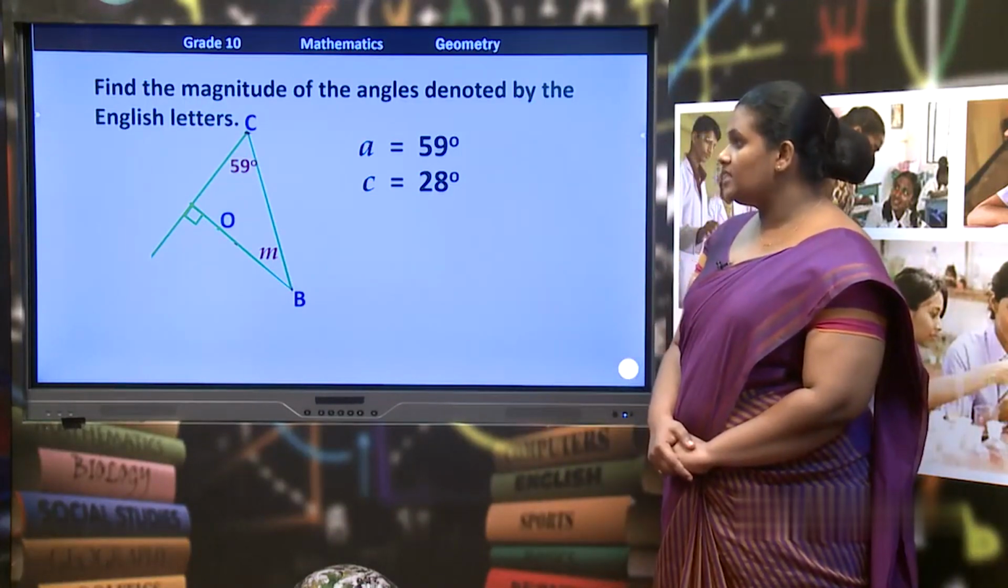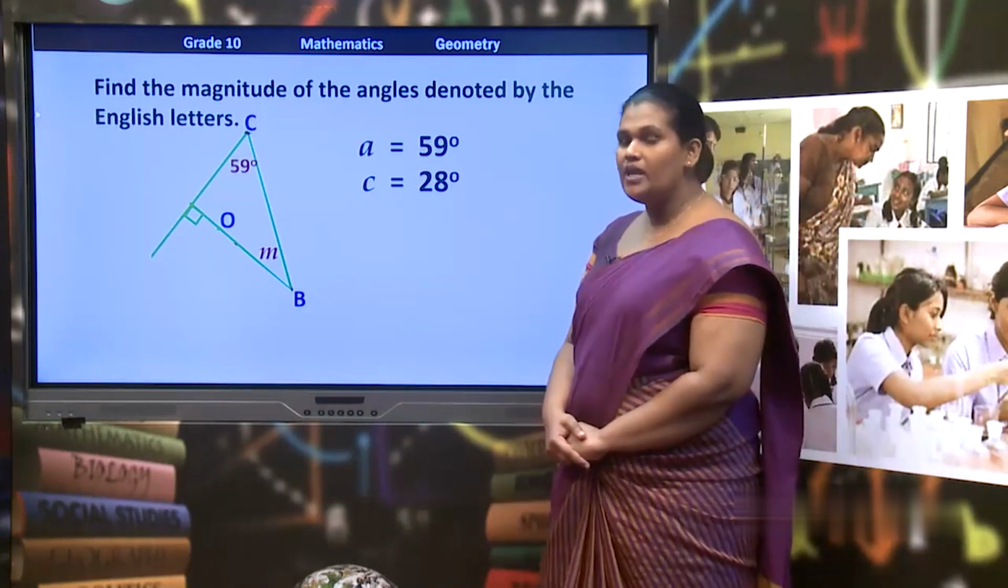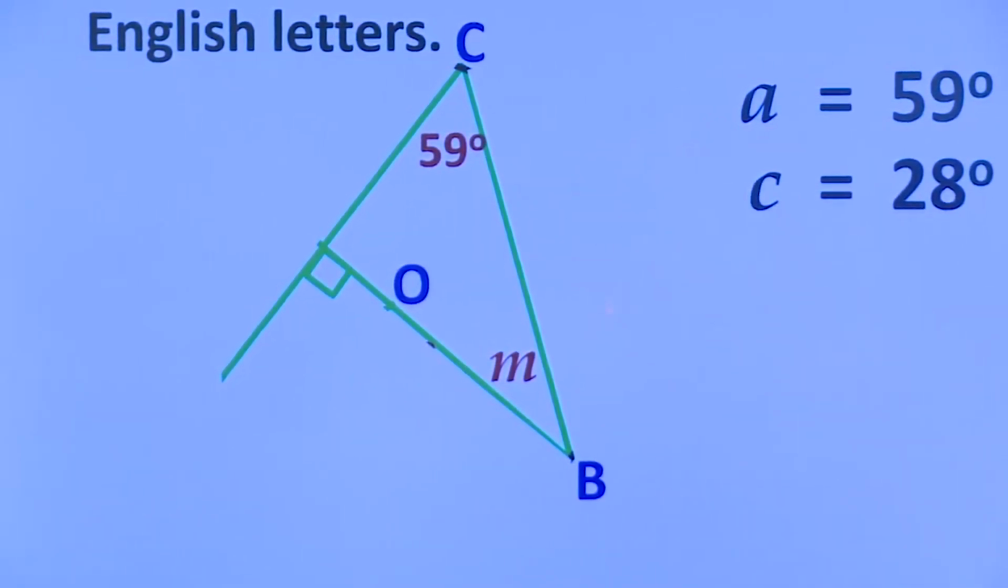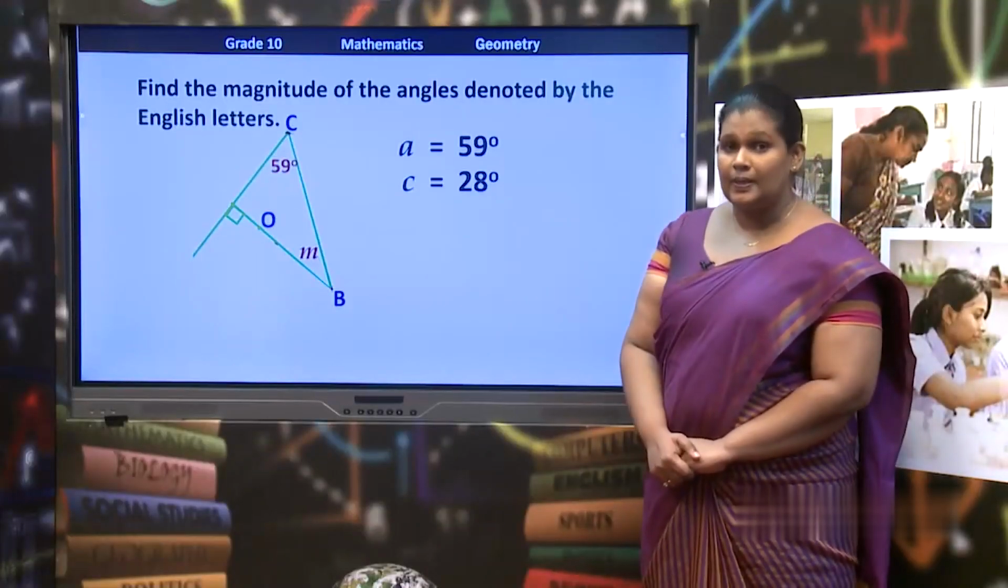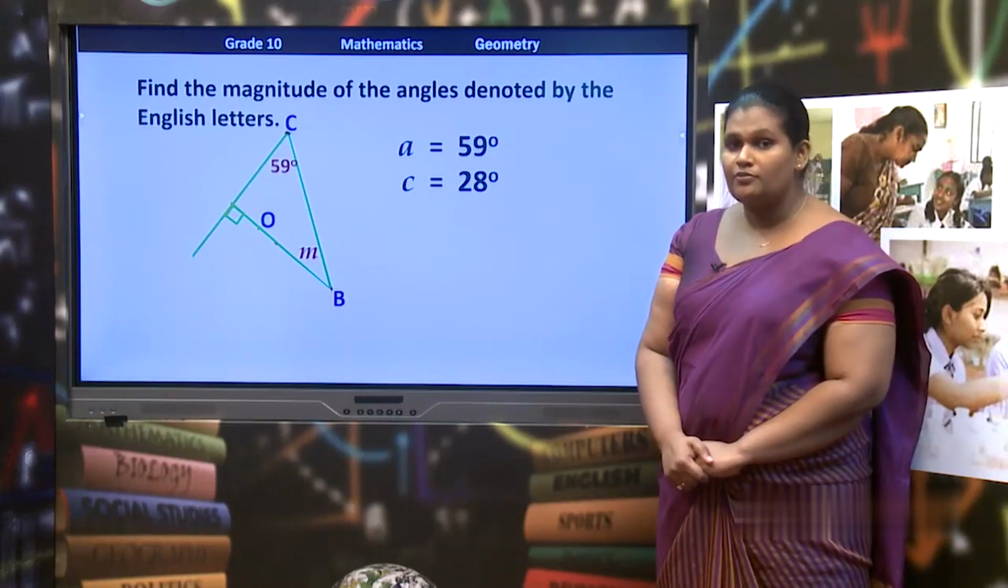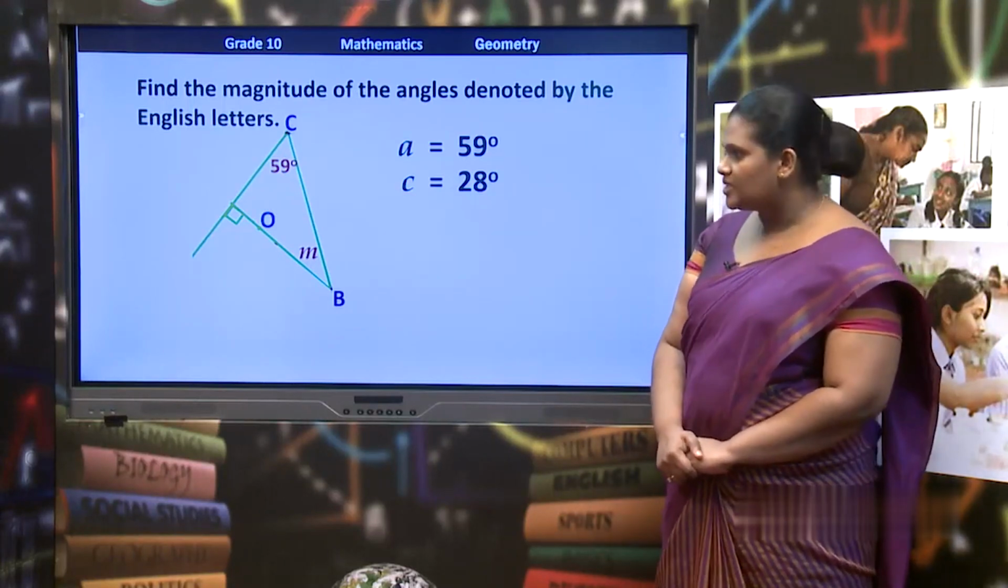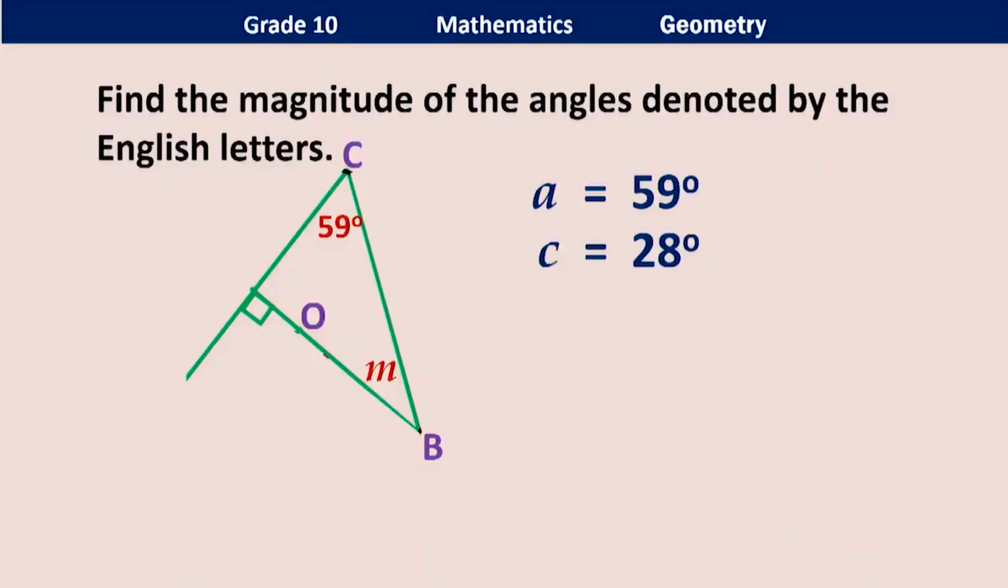Right. Now, have a look at this triangle. Now, we know this angle is 90 degrees. This angle is 59 degrees. Now, once again, we can use the same theorem that we have used in the previous session. What is the theorem? The magnitude of the exterior angle is equal to the sum of the interior opposite angles. Therefore, this is the exterior angle. These are the interior opposite angles. Therefore, we can say M plus 59 degrees is equal to 90 degrees.